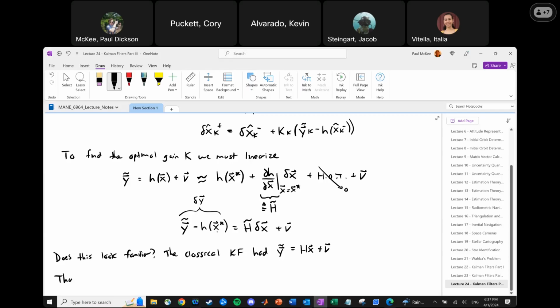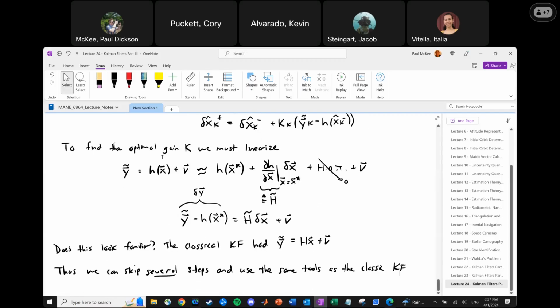So thus, we can skip several steps. Wow, all right. I would fail the spelling bee. Several. There we go. We can skip several steps and use the same tools as the regular Kalman filter, or the classic Kalman filter. And so it's going to look like this.